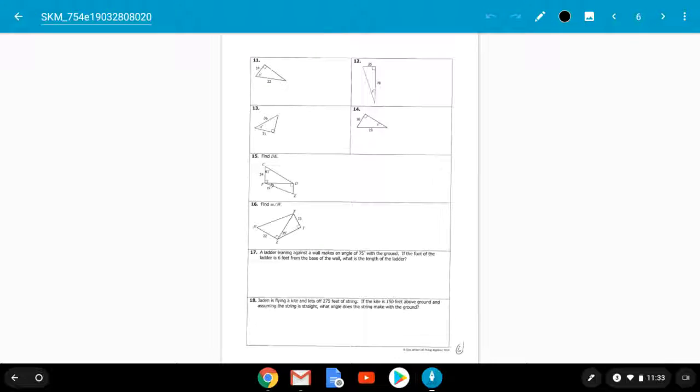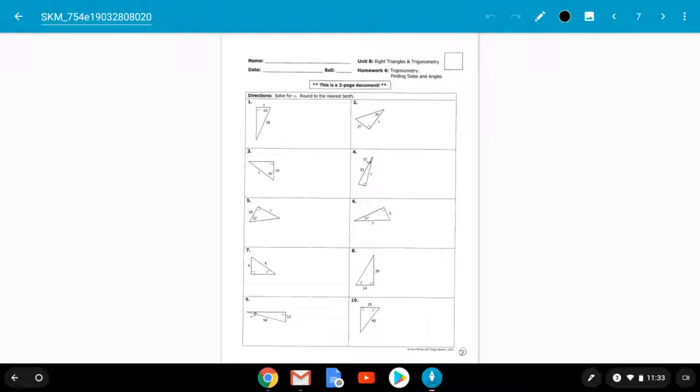And your homework is going to be, if you turn to page 7 here in your packet, I want you to do the front and the back, just the evens. Okay? So again, your homework is going to be the front and the back, page 7 and 8, just the even problems.